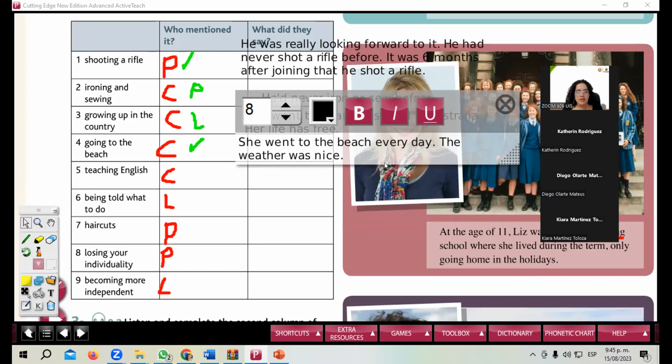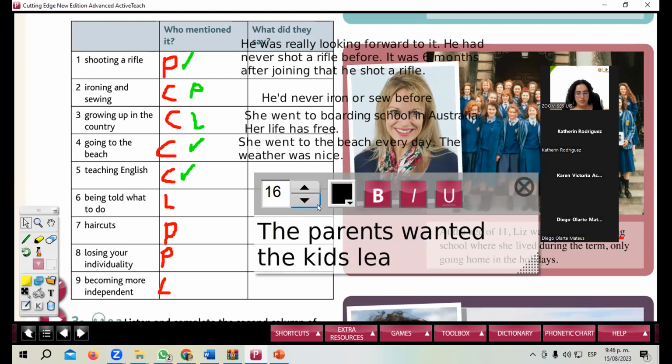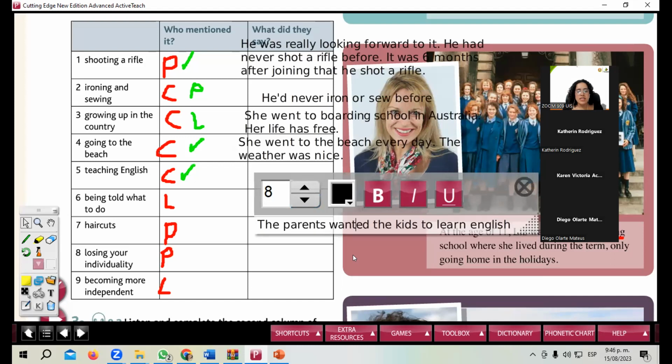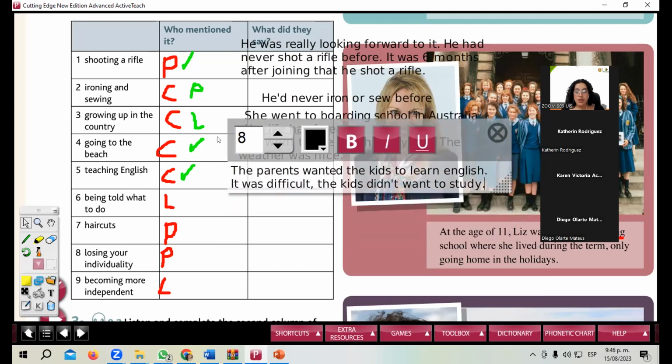Okay, continue with Karen. Teaching English. It was Catherine? Yes, teacher. Yes. What extra information did you get for teaching English? The parents wanted the kids to learn English. Mm-hmm. Yes, so the parents wanted the kids to learn English. And was this easy or difficult for her? Difficult because it was summer and they didn't want this. Mm-hmm. Yes, the kids didn't want to study, so it was difficult for her to teach them. They were on holiday, they didn't want to study.